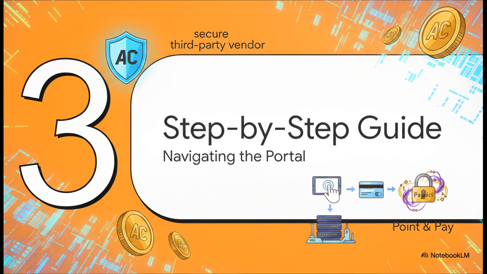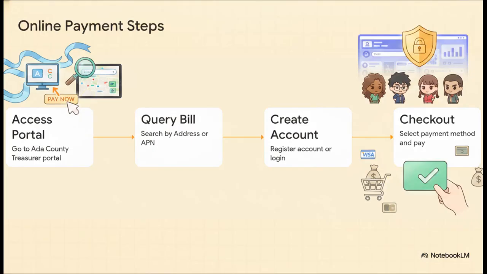All right, let's get into the nitty-gritty. Section 3, Step-by-Step Online Guide, Navigating the Paydishi and Point and Pay Portal. So here's your exact action plan for navigating the system. The county actually uses a secure third-party vendor called Point and Pay, specifically their Paydishi platform. Step 1. You'll head over to the official Ada County Treasurer website and click right through to the payment portal.